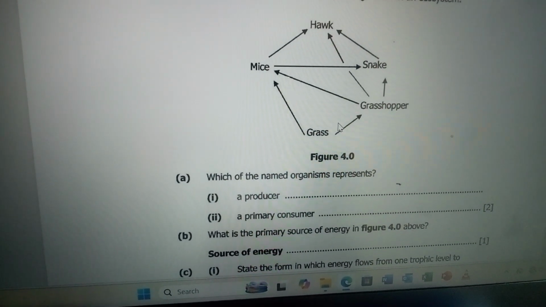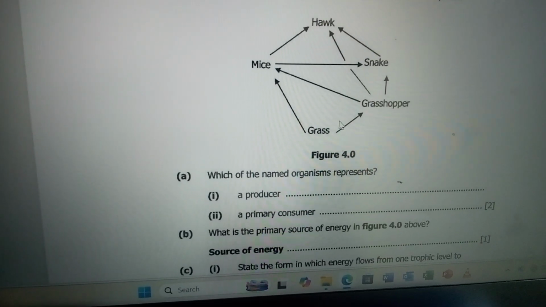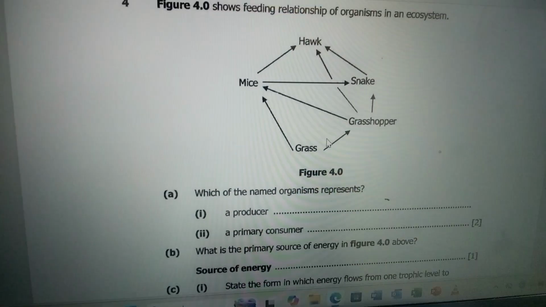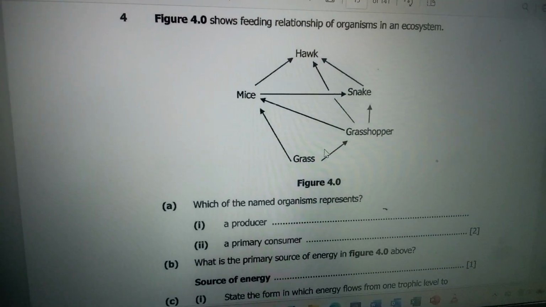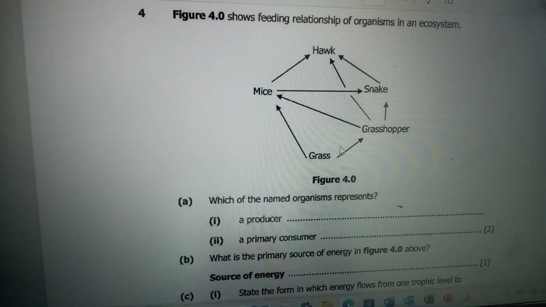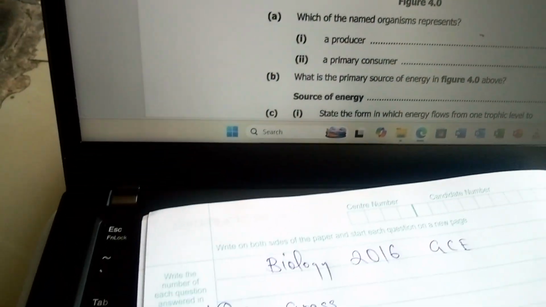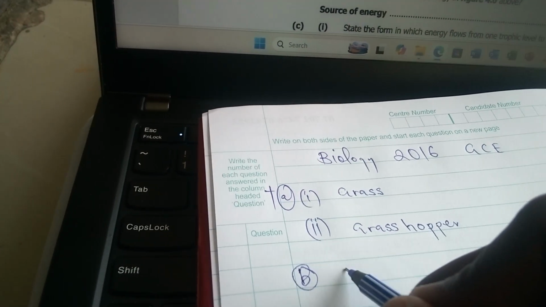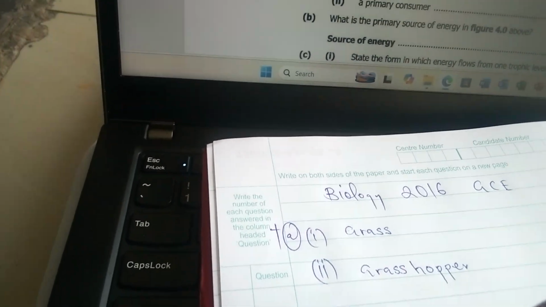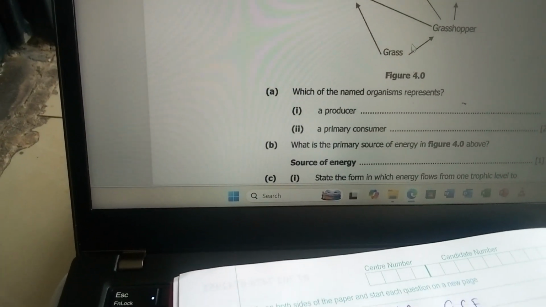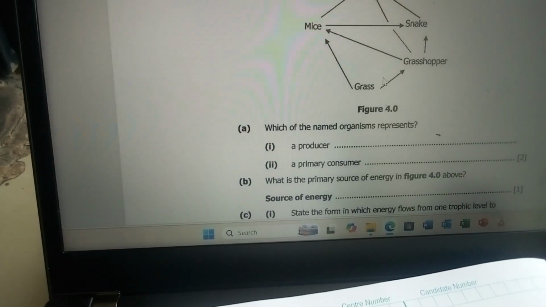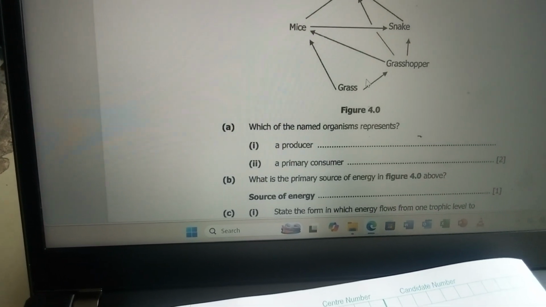So we move on to the second question, where they are saying what is the primary source of energy in figure 4.0 above. The primary source, like I said, in any ecosystem is just the sun. So B, that is sun.